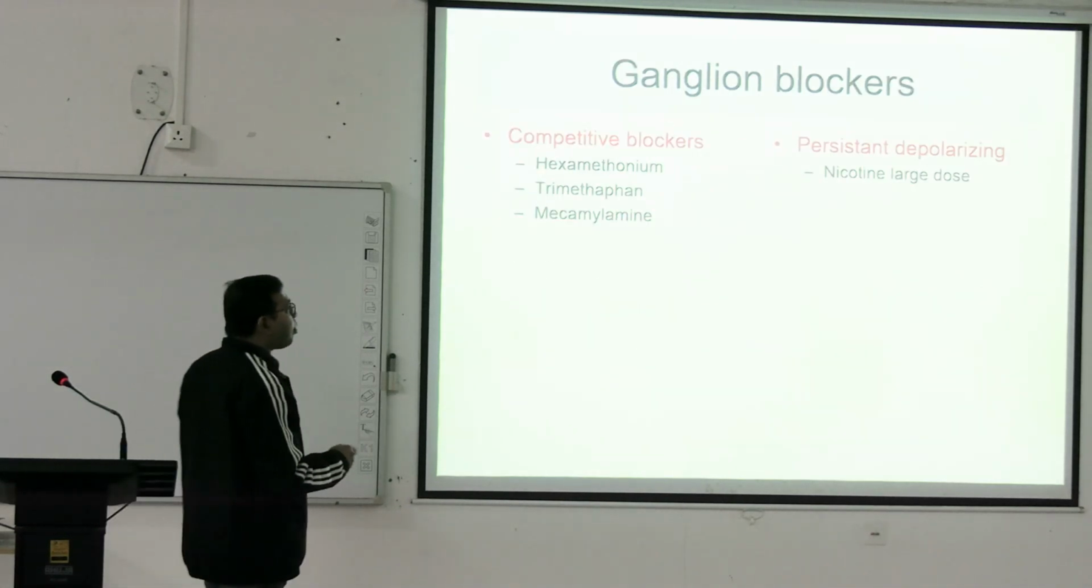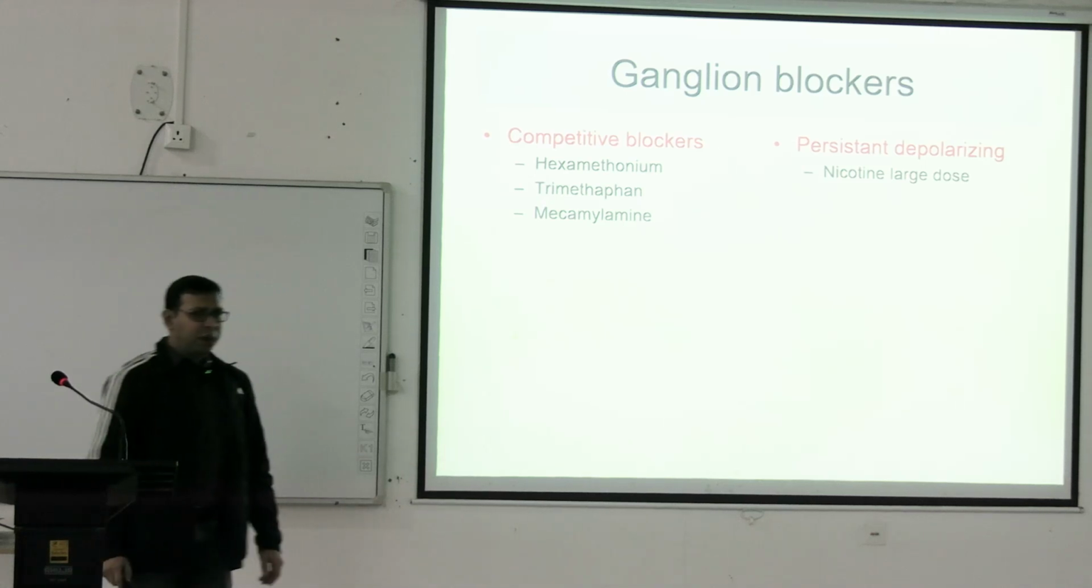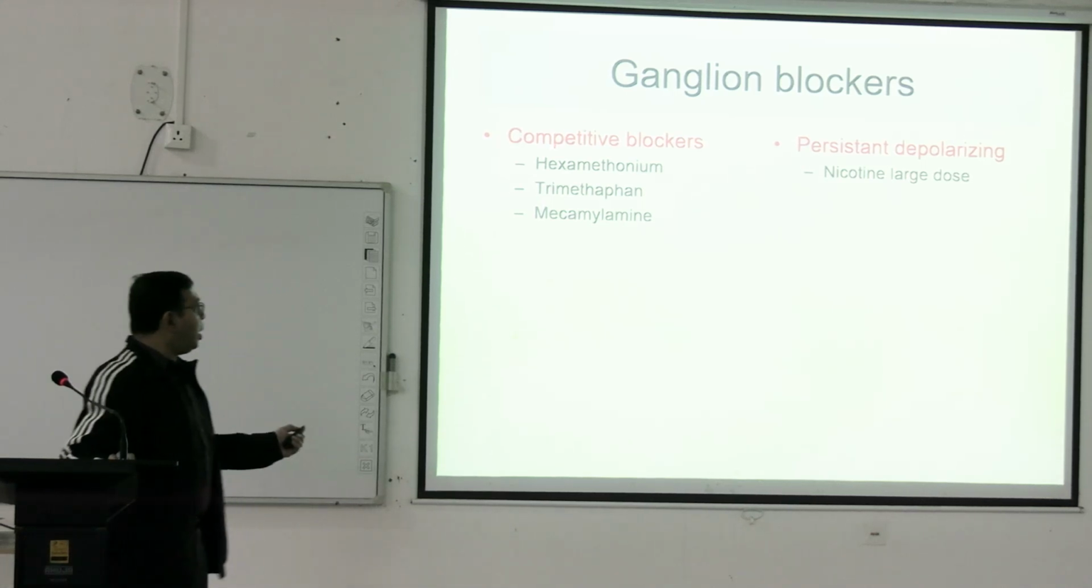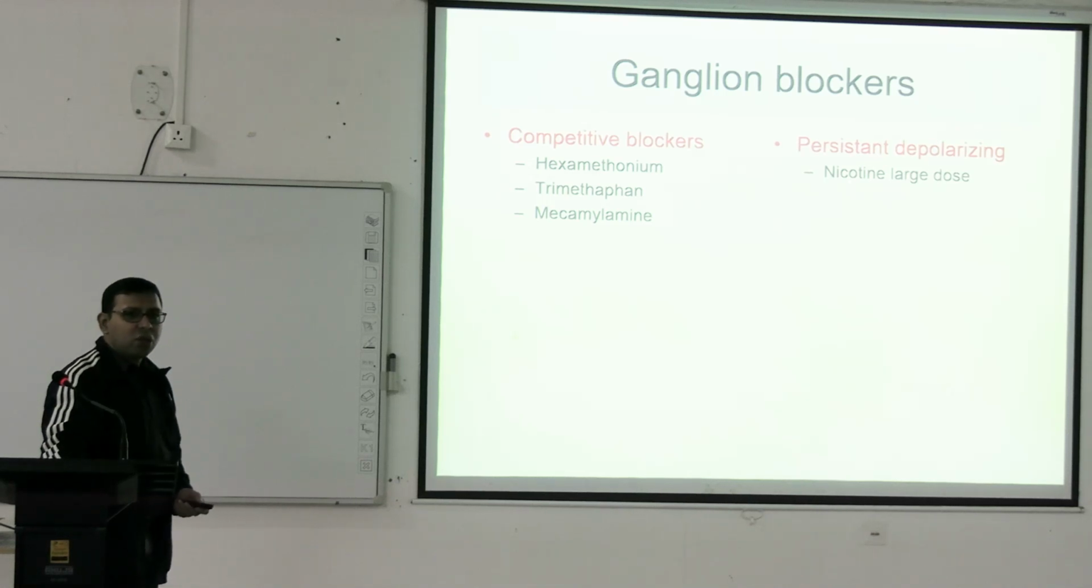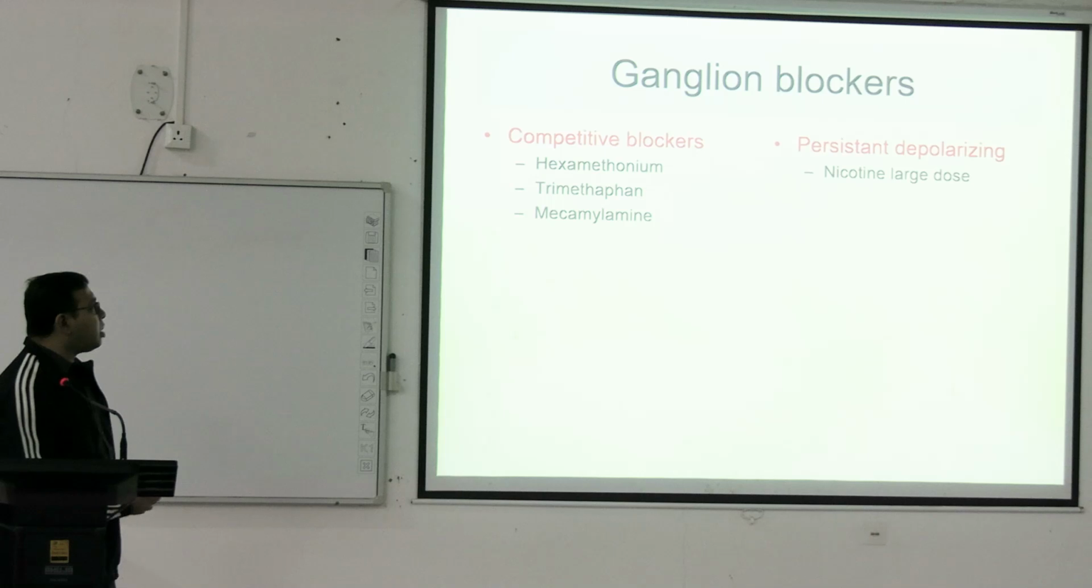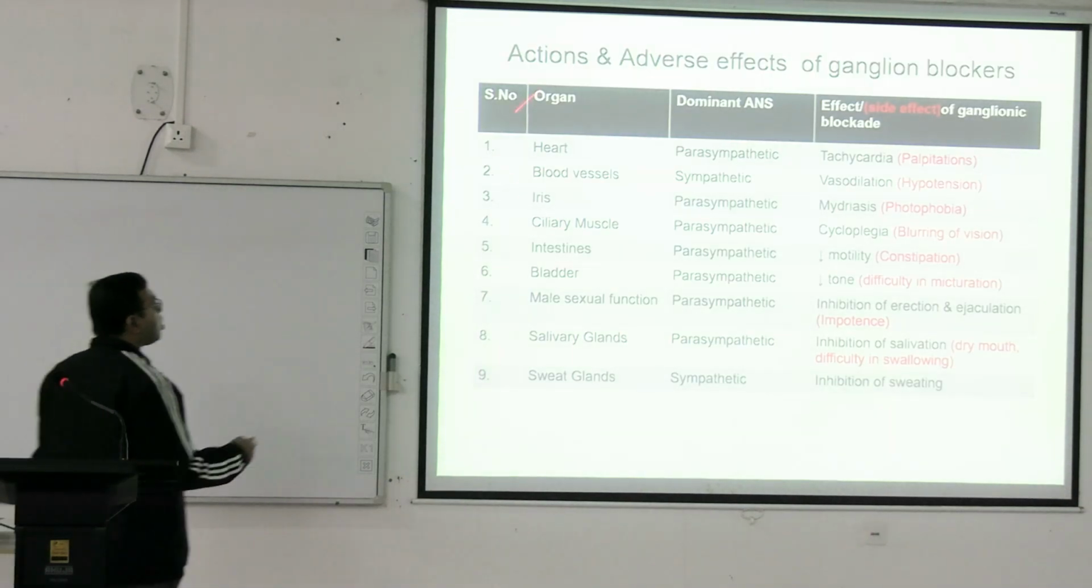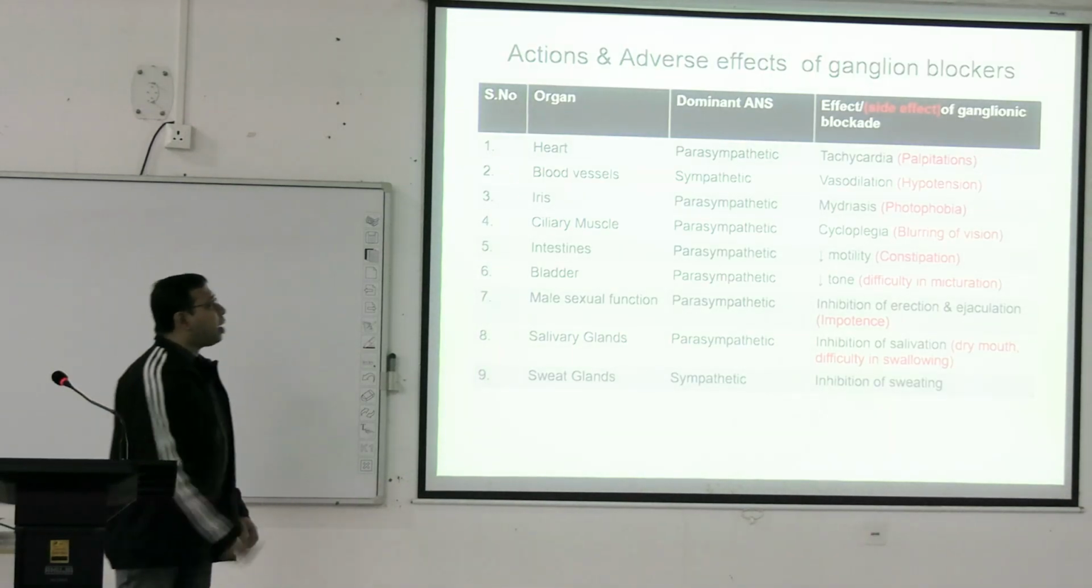Ganglion blockers, there are some competitive blockers and some persistent depolarizing blockers. Competitive blockers are hexamethonium, trimethaphan and mecamylamine. Of these, hexamethonium can be used, and the persistent depolarizing ganglion blocker is nicotine in large doses. So in some of the spastic conditions, these drugs can be used. So these are the actions and the adverse effects of the ganglion blockers.